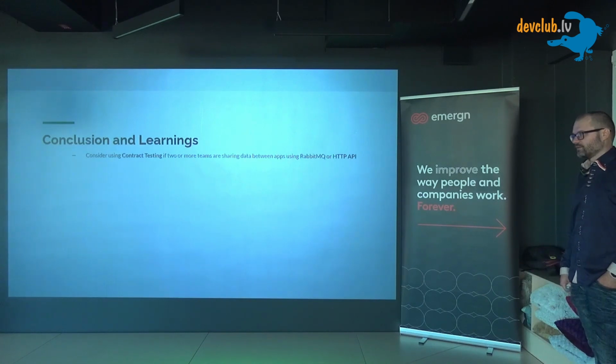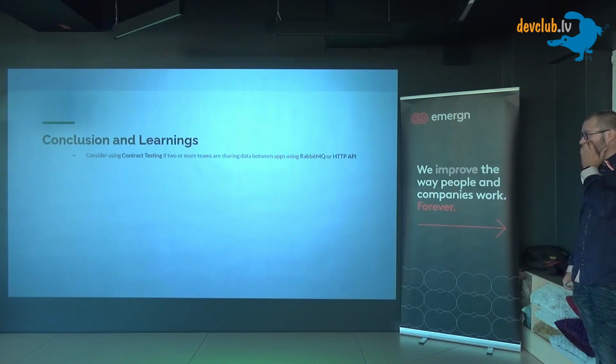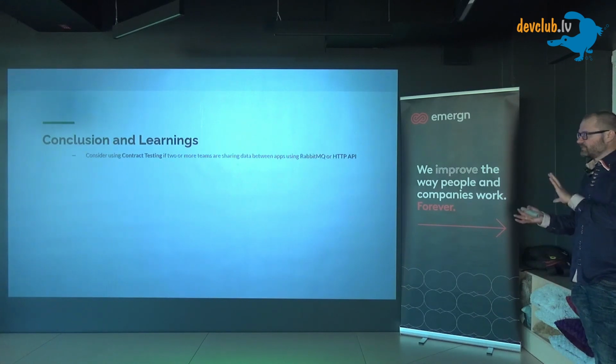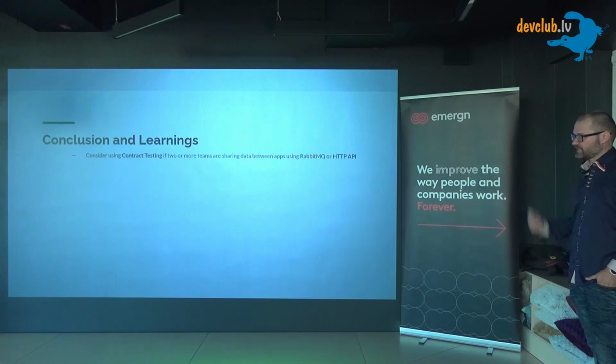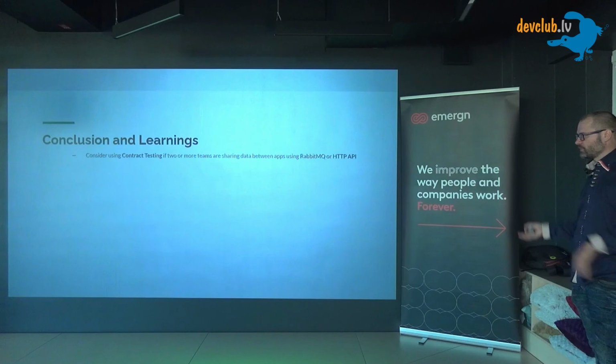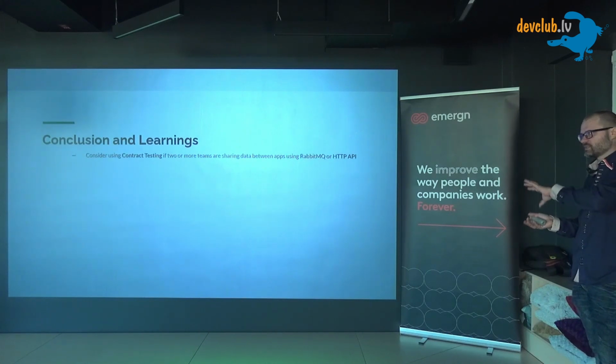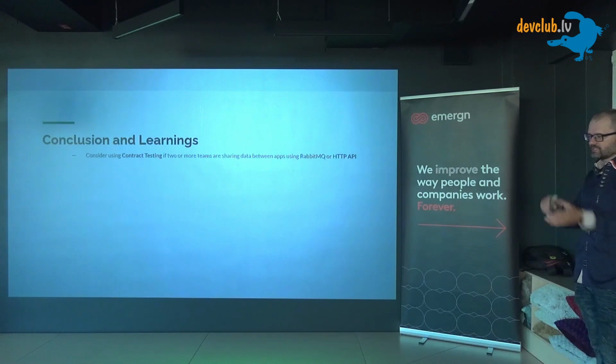So I recommend to use contract testing if you have 2 or more teams sharing data between applications. Usually you would go with just the schema defined as a Swagger, but if you use contract testing, you can also provide those message examples. You can use those examples later in your tests.